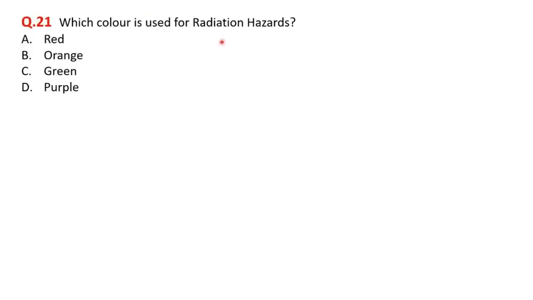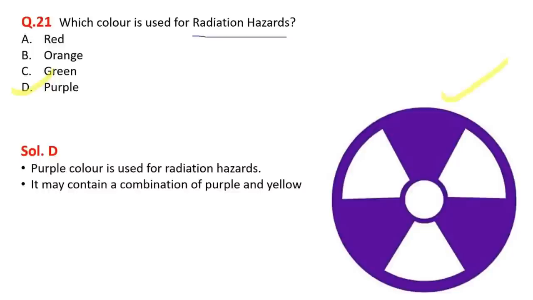Okay, which color is used for radiation hazards? We have studied in environmental engineering also that different types of waste are represented by different colors for proper classification and for proper treatment methodologies, like red color, green color, yellow color, purple color and all. So which color represents radiation hazard? Yes, it is represented with purple color. Okay, something like this.